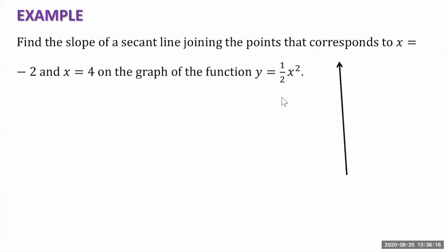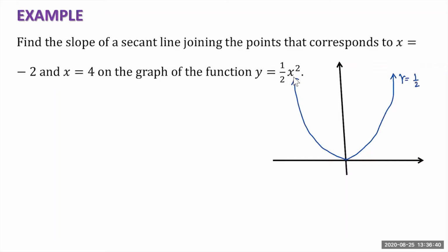Suppose that is my y-axis. Here is my x-axis. So that is the x-axis and y-axis. Now we need to draw the graph of that function, which is y equal to half x squared. So it's an upward facing parabola like that. This is y equal to half x squared. We have to find the slope of the secant line joining the points on the graph at x equal to negative 2 and x equal to 4.